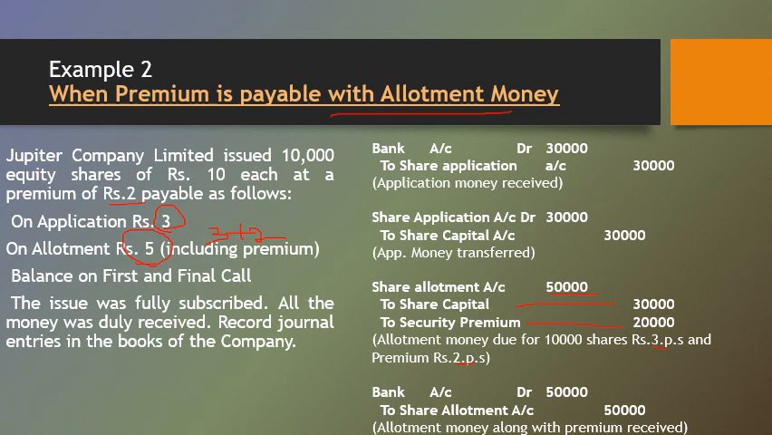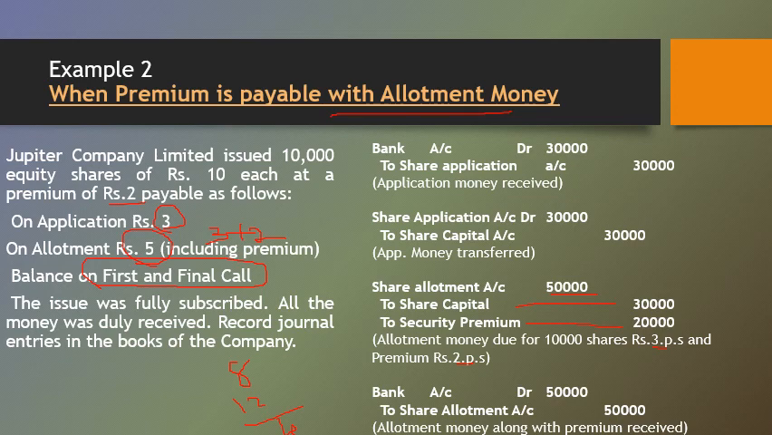Then next we have to make the balance due, the balance first and final call. So there will be only one call. The entire balance is collected in a single call. So how much do we have to collect as balance? Rupees 3 is collected on application, 5 is collected on allotment. So the total paid up value is rupees 8 per share. Actually the share is issued at rupees 12 including premium. So the remaining 4 rupees is to be collected from each share, and this 4 rupees will be collected as the first and final call.